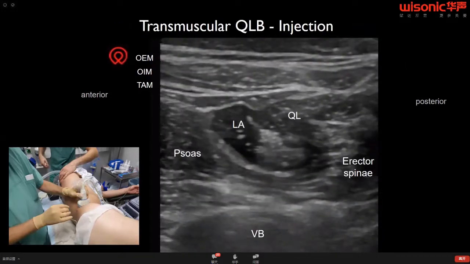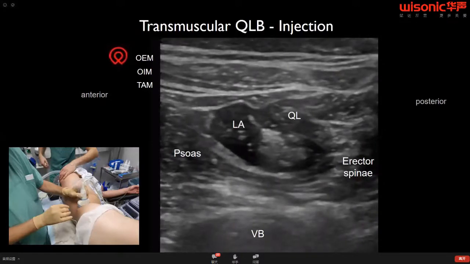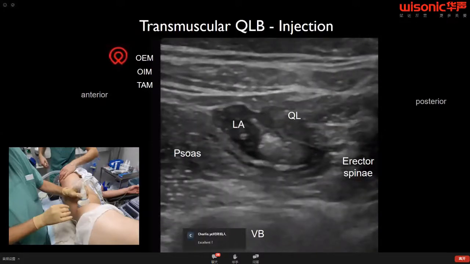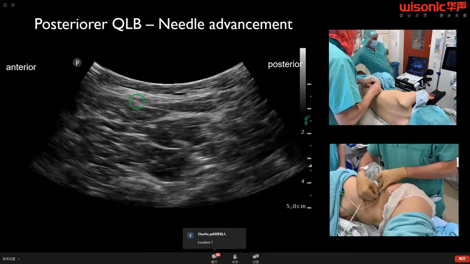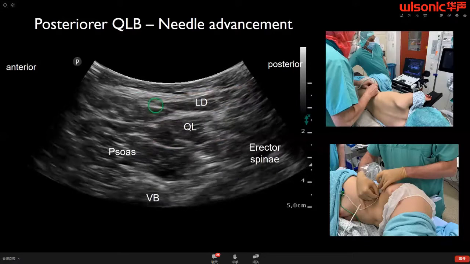Here you can see the spreading of the local anesthetics between the both muscles. For the posterior quadratus lumborum muscle, you have the same picture. You see the vertebral body, psoas muscle, erector spinae, latissimus dorsi, quadratus lumborum, and the needle is advanced posterior to the quadratus lumborum in the plane between latissimus dorsi and quadratus lumborum.